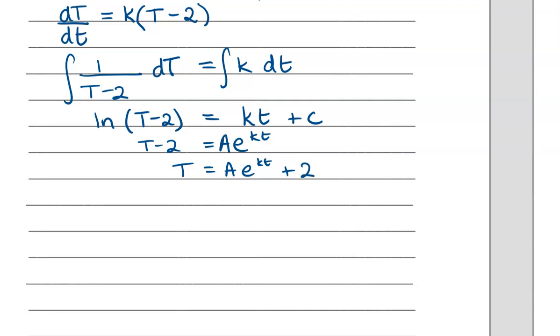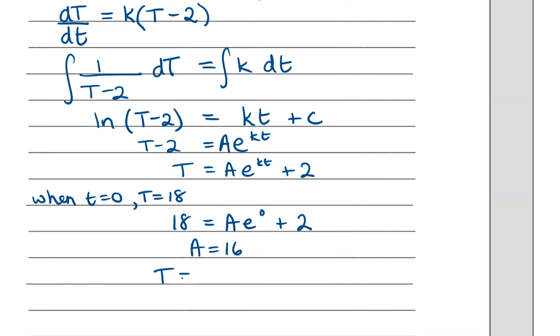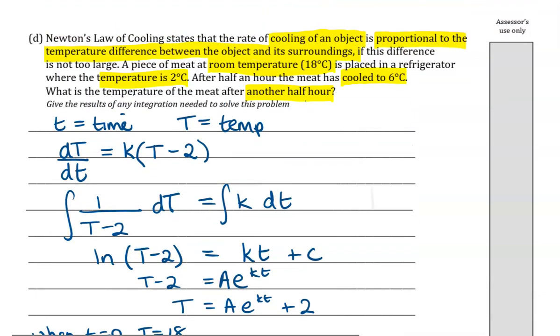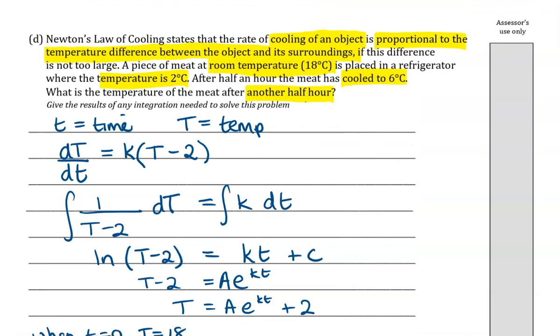For that we use the starting temperature. So when t was equal to 0, the starting temperature of the meat was equal to 18. So 18 equals A e to the 0 plus 2. So A equals 16 and T is equal to 16 e to the kt plus 2. Now we've still got a constant in there of k, so we use the other bit of information we were given, which is after half an hour the meat has cooled to 6.